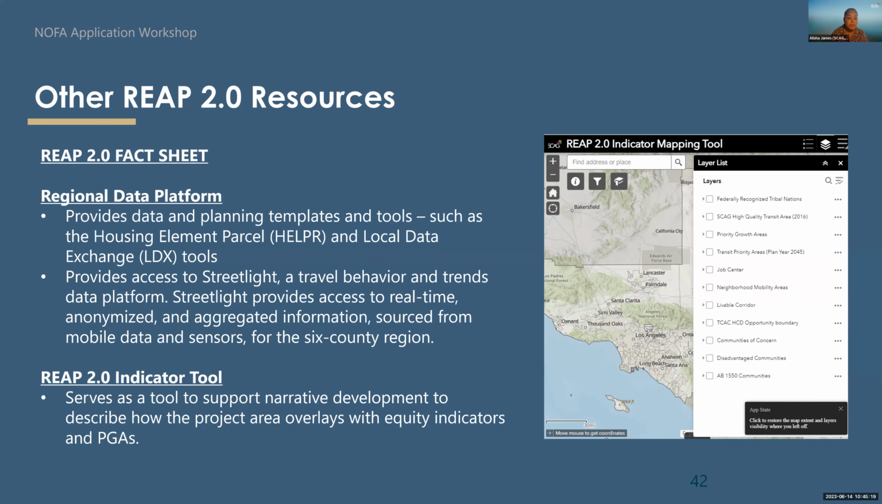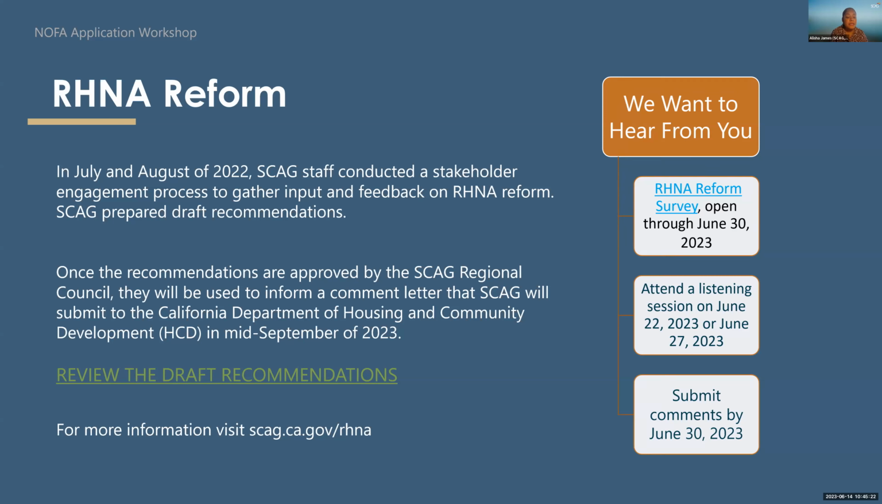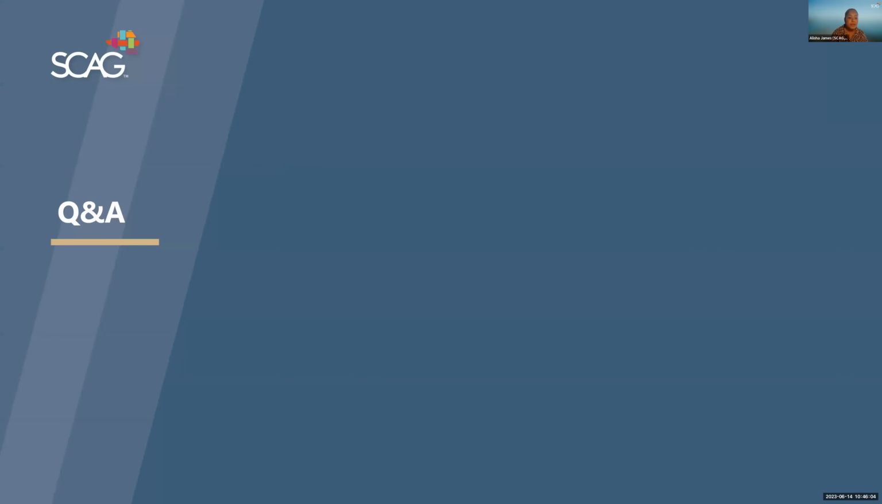And then finally, just wanted to share with you all that we are going through the RHNA reform process right now. So we have our survey open through June 30th of this month. We will also have a listening session on June 22nd and June 27th. And all comments must be submitted by June 30th. SCAG will submit a comment letter to the state with our formal recommendation. So you can review our draft recommendations with the link, and you can find more information at scag.ca.gov/RHNA.